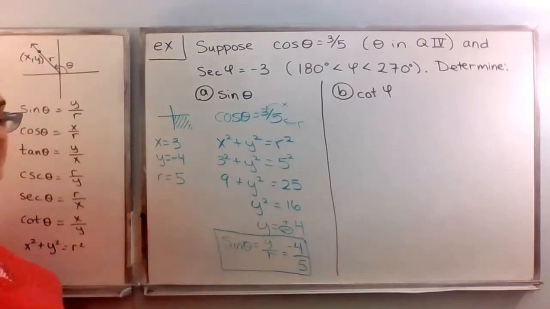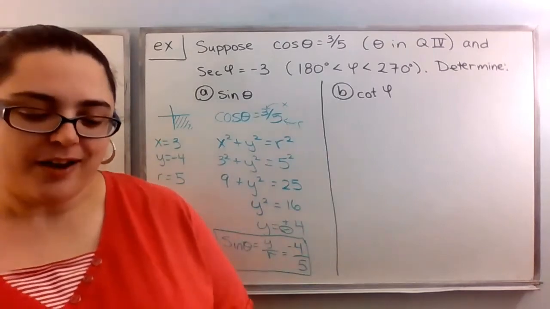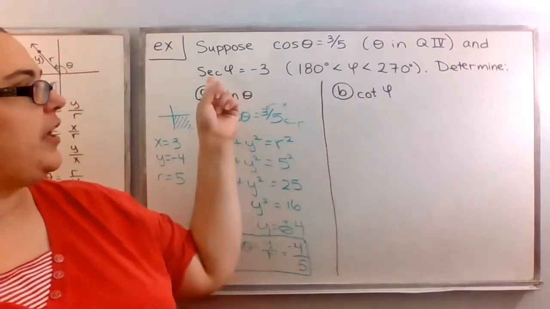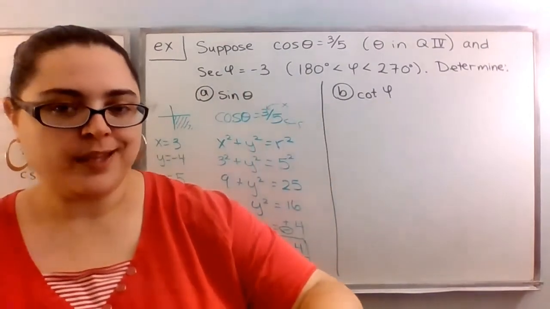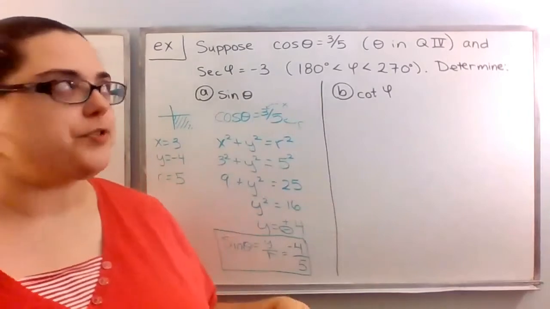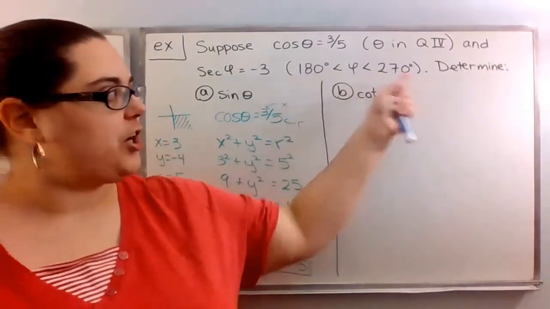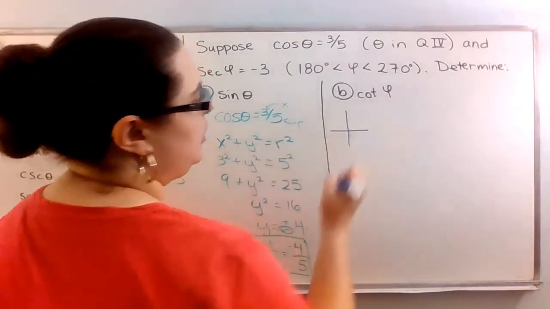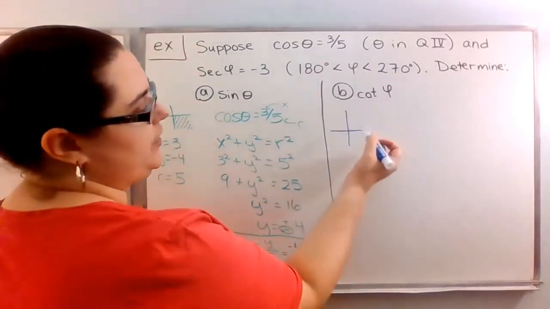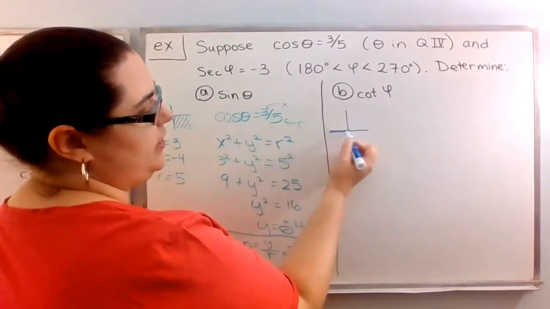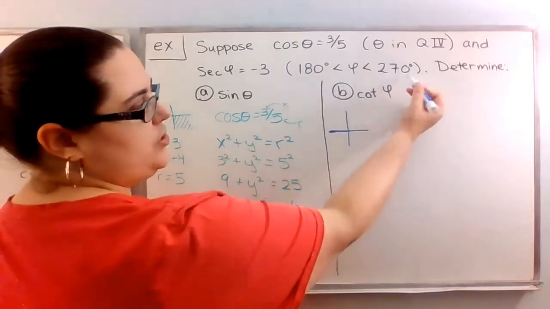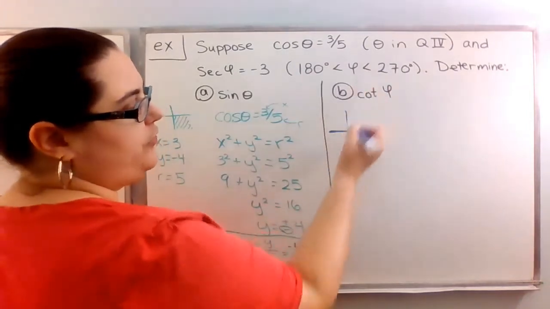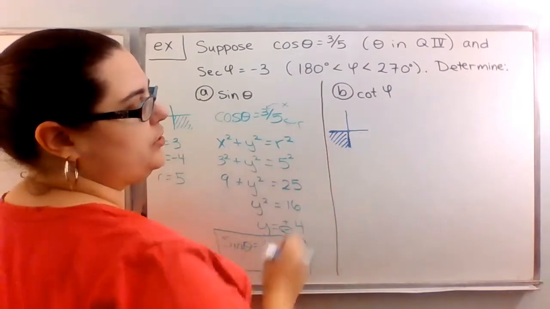There we go. All right, so let's try out finding cotangent of phi if we know secant of phi. And because knowing the quadrant we lived in was important, let's actually sketch out where phi is going to land first. So 180 degrees is going to land us on the negative x-axis, and 270 degrees would land us on the negative y-axis. So phi is going to be in between those two.